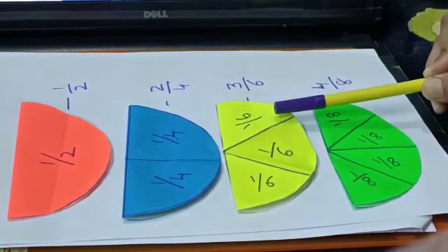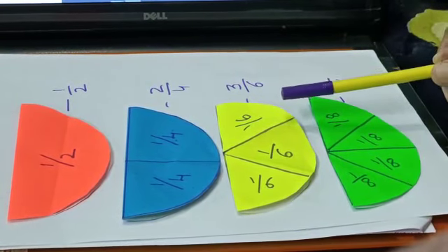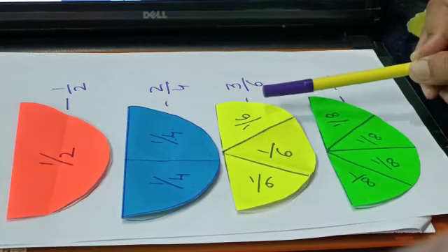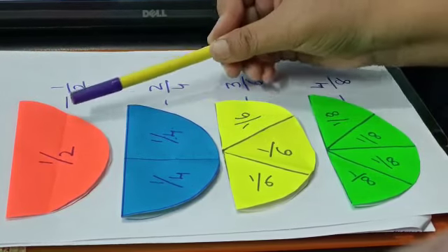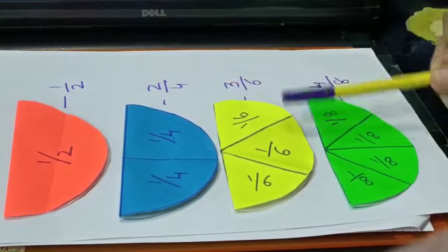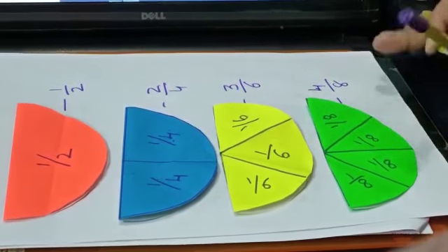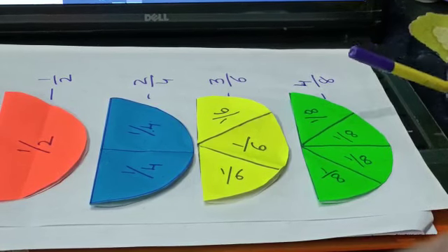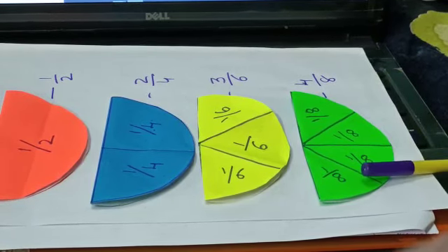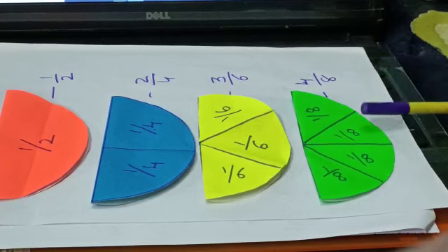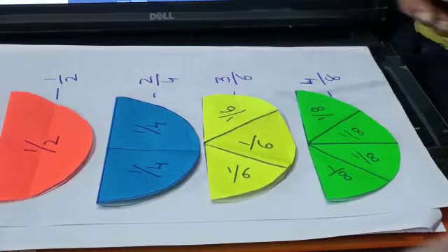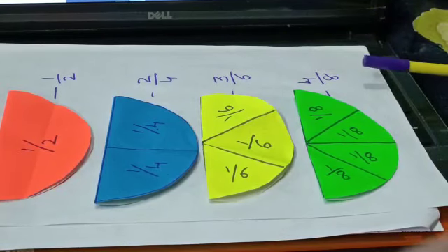Now if I fold the circle in 6 equal parts, I require 3 parts, 1 by 6, 1 by 6 and 1 by 6 to get 1/2. This represents 3 upon 6. Now I fold the circle in 8 equal parts, so I require 4 parts of 1 by 8 to get 1 by 2. So this comes out to be 4 by 8.